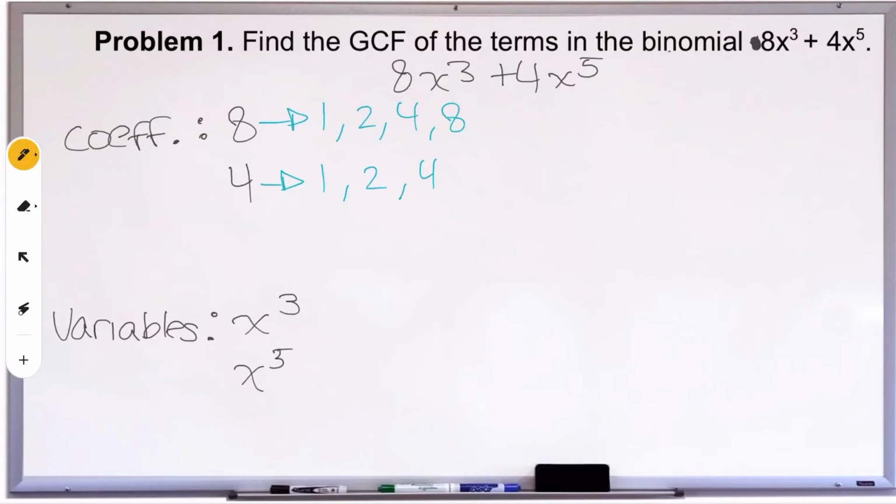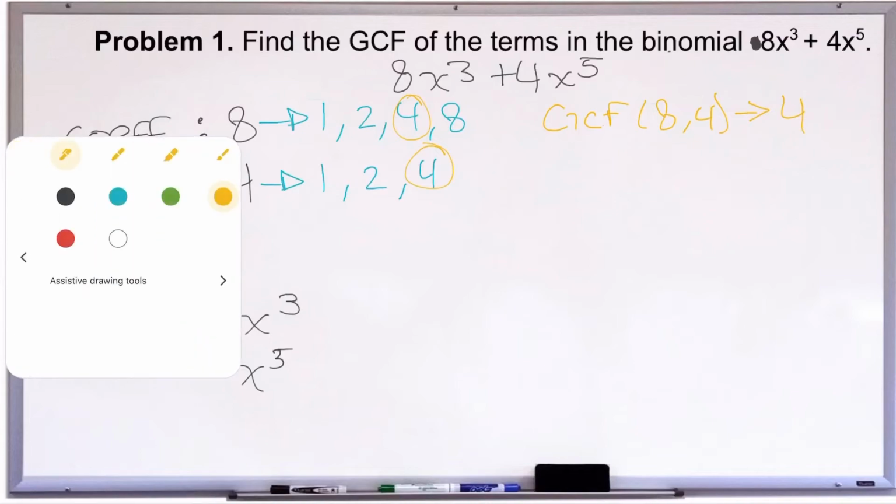The greatest common factor is the greatest number you can divide both numbers by, and I see that is the number 4. Therefore, the GCF between 8 and 4 is the number 4. Now on to our variables.